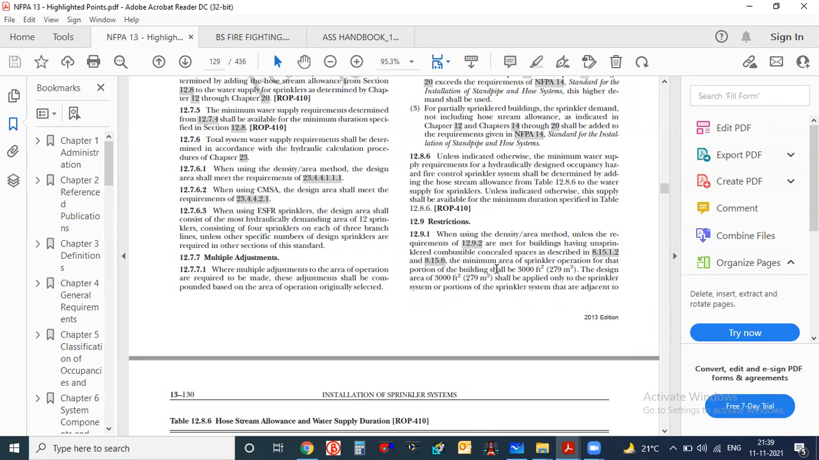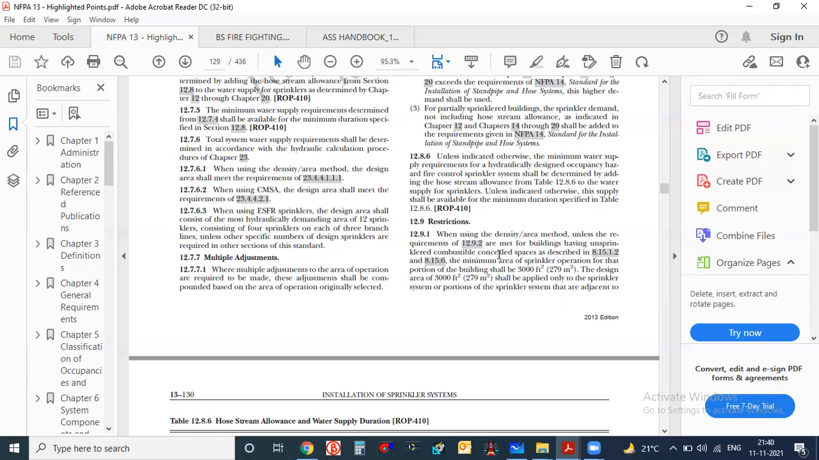So if you go through this, you will understand. And here you see, when using ESFR sprinklers, the design area shall consist of the most hydraulically demanding area of 12 sprinklers, consisting of 4 sprinklers on each of 3 branches. So here they have clearly given that whenever you are doing any hydraulic calculation, go with the 12 sprinklers. And here they have clearly mentioned how you have to connect those 12 sprinklers. So you just need to focus on this. And here we have to take the minimum area of sprinkler operation as 3000 square feet. Like there we are taking some 1500 square feet. But for storage type of building, they are clearly mentioning go with 3000.